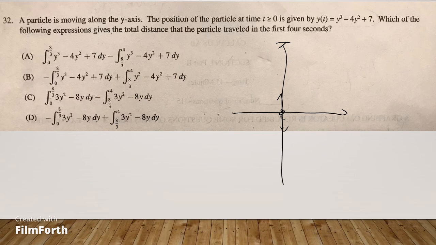The position of the particle at time t greater than or equal to 0 is given by y of t equals y cubed minus 4y squared plus 7. From the second sentence, we know the position of the particle. We know the function of it.